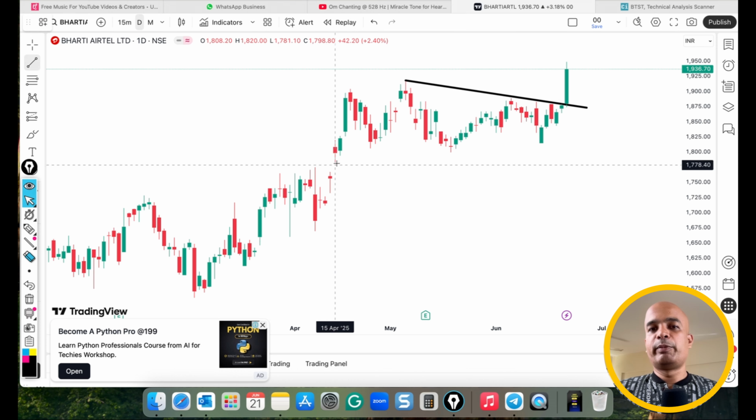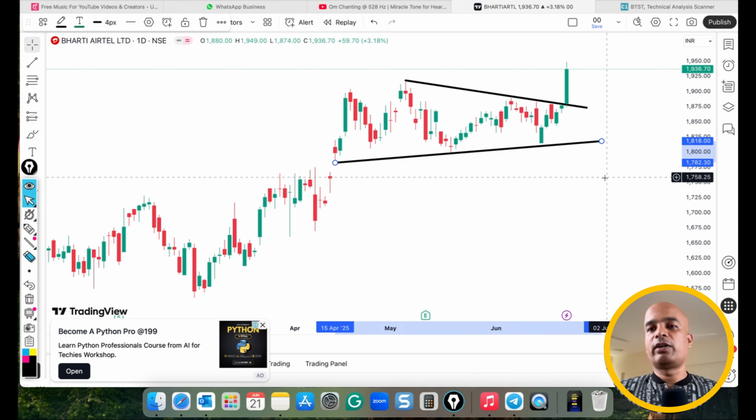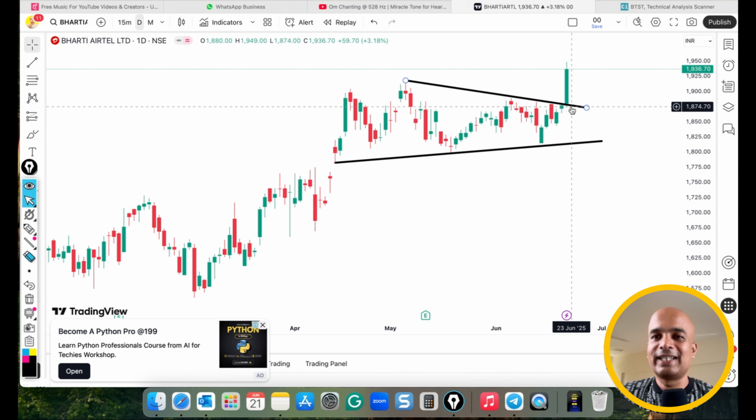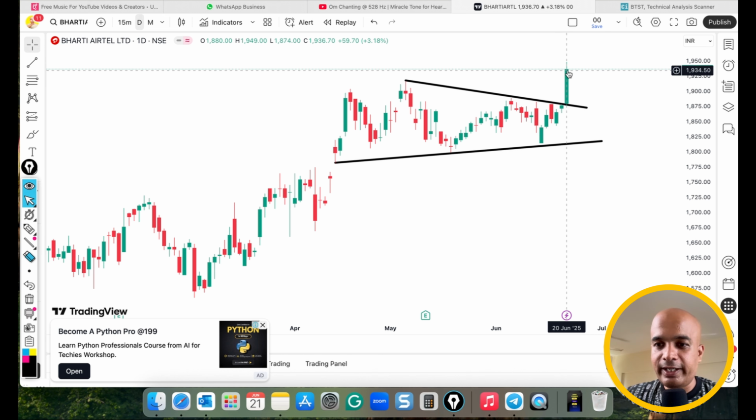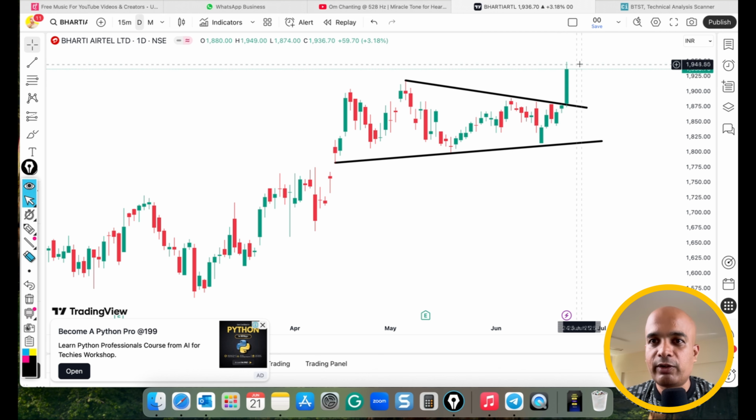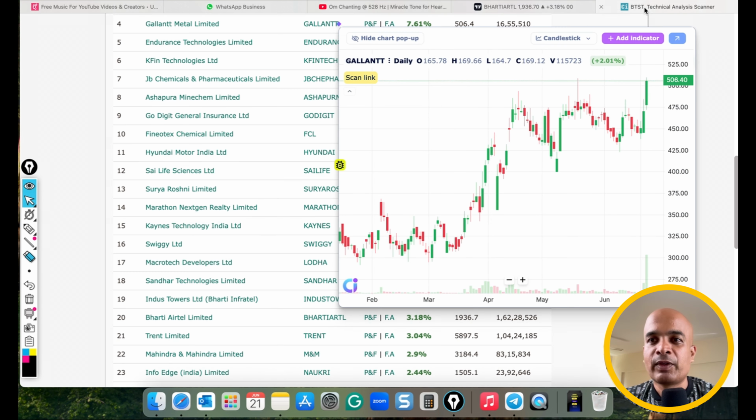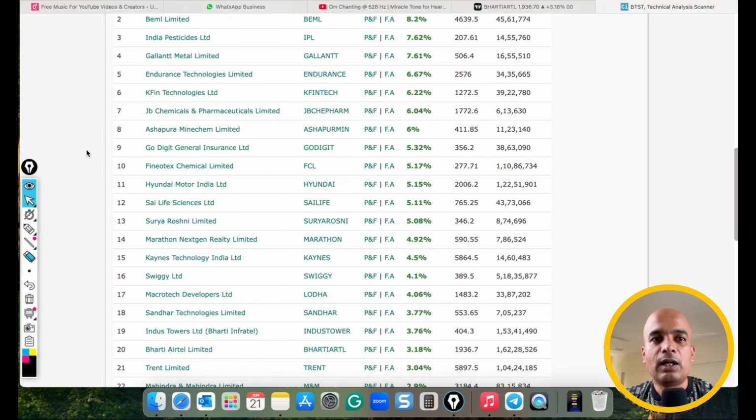It's a clear cut breakout along with the volume. I have not plotted volume here, but it's a clear cut breakout. You can take the trade. You would have taken the trade on that particular day between 3:15 and 3:30 p.m., or you can take the trade the next day once the price breaks above this. Or for example, I will check some other stock.